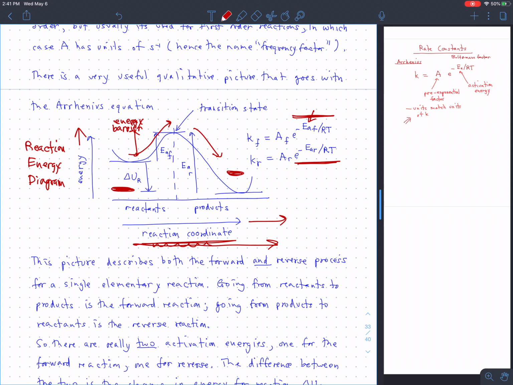It's calculating the probability that the system started with this much energy and ended up with that much energy just by gathering energy from the surroundings, from fluctuations, from collisions and stuff like that. And so that's a Boltzmann probability. And the other term in the Arrhenius form is called a frequency factor. It's basically an attempt frequency.